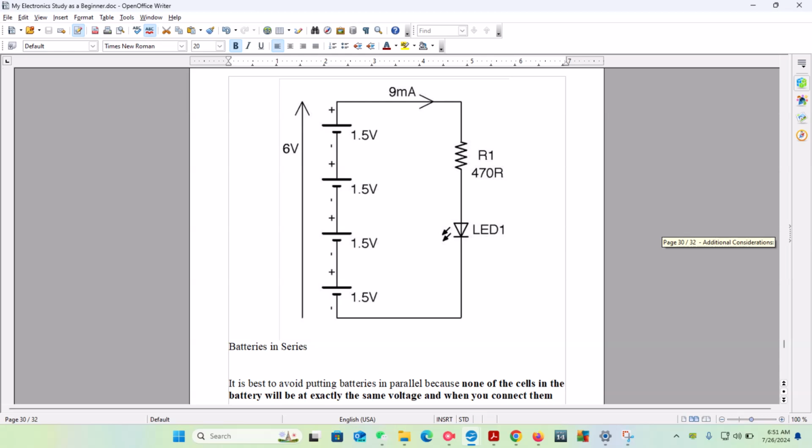Now, ahead of us, we have a series with 4 batteries using 6 volts each in series, meaning all 4 are being used. The current flow is 9 milliamperes, and our resistance through the circuit is 470 ohms, and the output is an LED light.